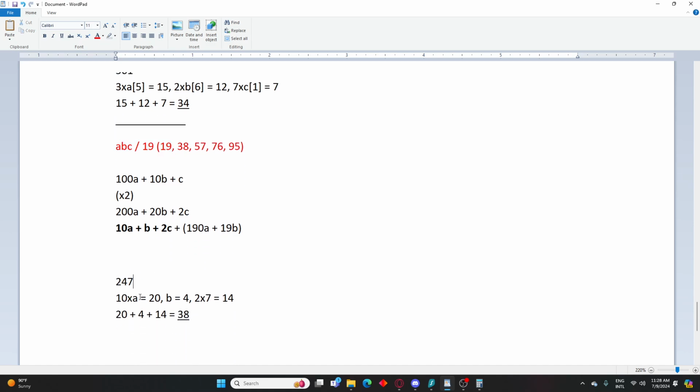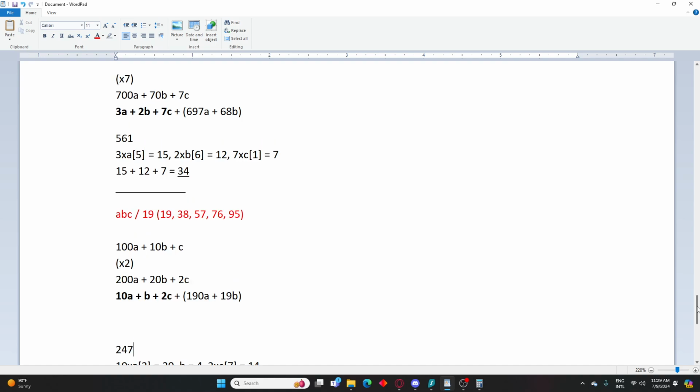So as an example, as I like to do, 247. 2 times 10 is 20. B times 1 is just 4, sorry. We don't multiply by anything. And C is 7, but 2 times 7 is 14. 20 plus 4 plus 14 is 38. 38 is 19 times 2. So there you go. I came up with these by myself.